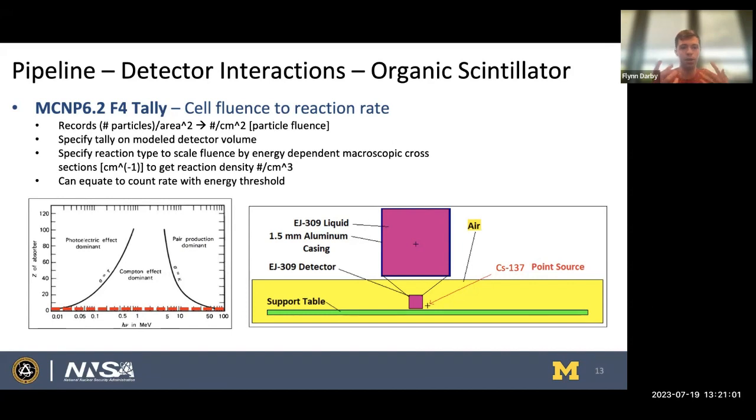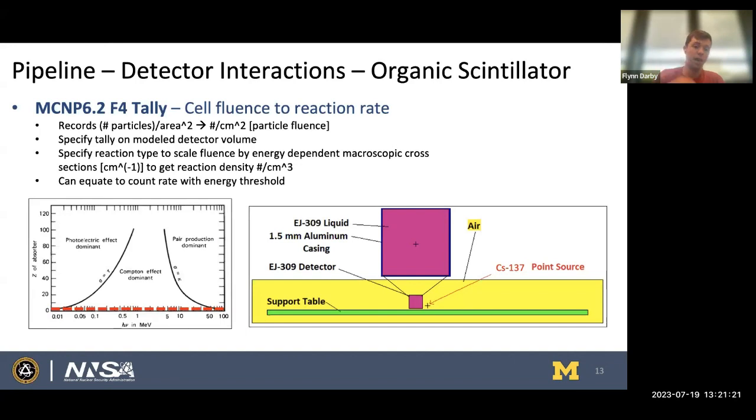MCNP is just going to give you a summary of what has happened per unit particle simulated. If you want to look at a specific reaction type, it's just going to tell you the fluence tally without this reaction type specified. It will just tell you how many particles have passed through your detector. Okay, but that doesn't really tell me a ton about their detector response.